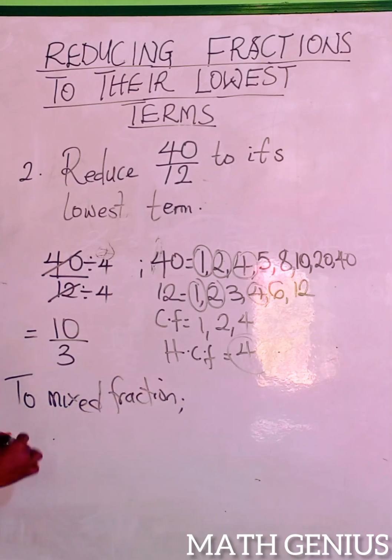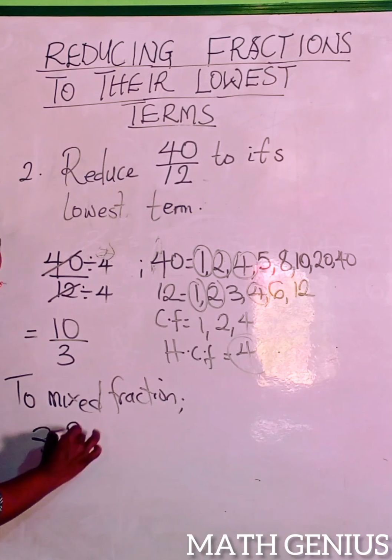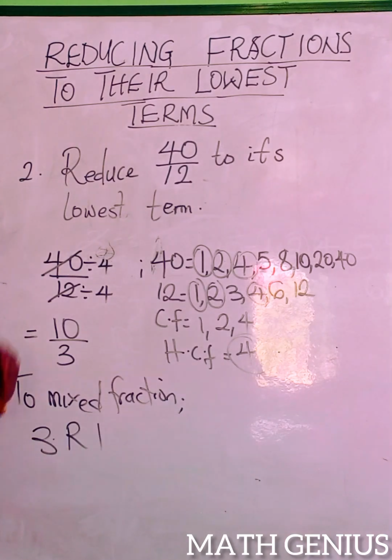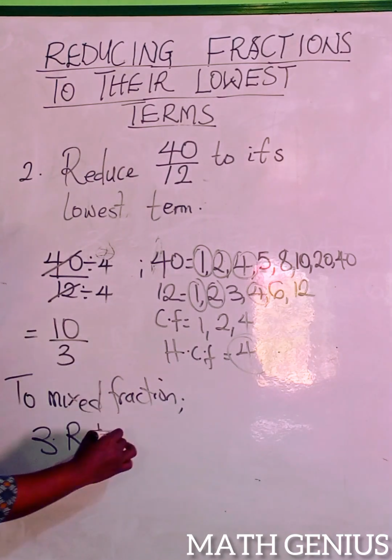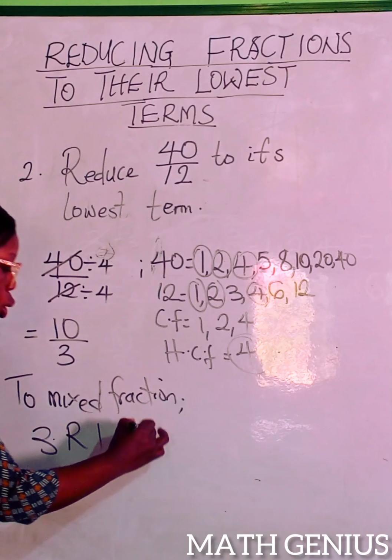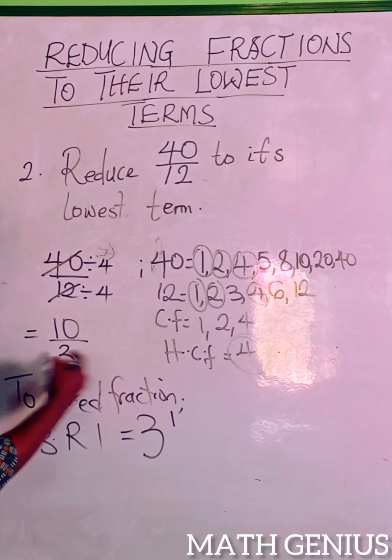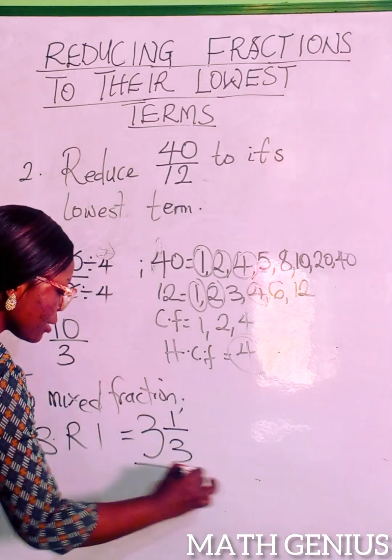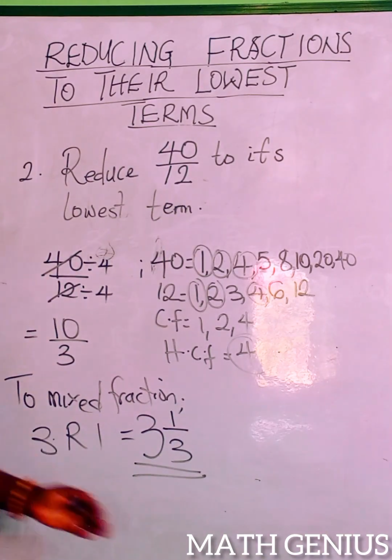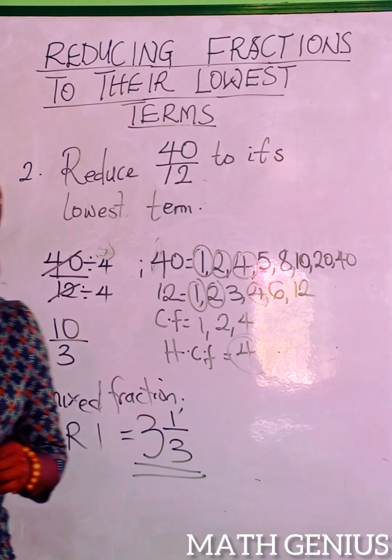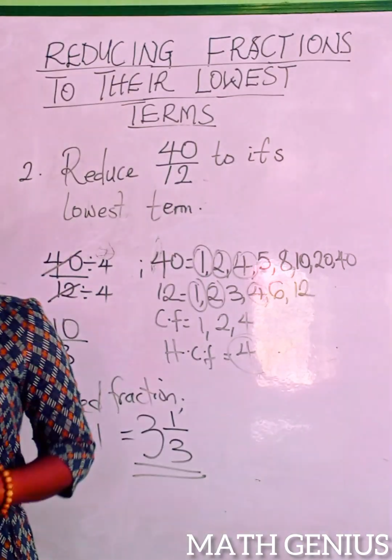So to a mixed fraction, we are going to have 3 into 10 is 3 remainder 1. It will go 3 times, remainder 1. The number of times it goes is the whole number. The remainder is the numerator and your denominator remains the same. All right, this was our emphasis in the last video that was posted.